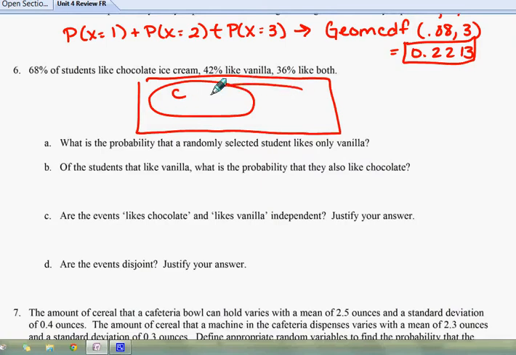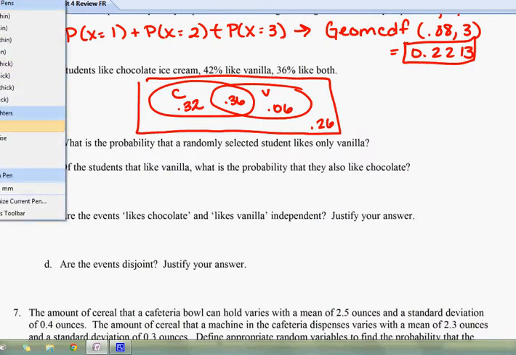So we have chocolate, we have vanilla, and we have both. So, whenever you deal with this, you always put the both in the middle and subtract, working your way out. 68% like chocolate, so 0.68 minus 0.36 is 0.32. 42% like vanilla, so 0.42 minus 0.36 is 0.06. And then the whole thing is worth 1, so subtract all of those and you get the probability of none of them to be 0.26.